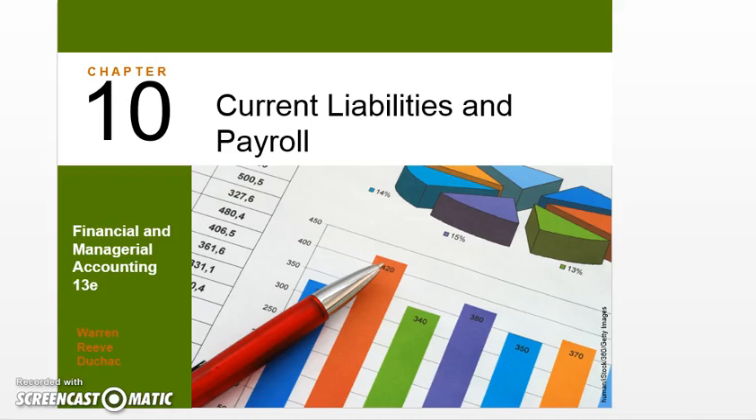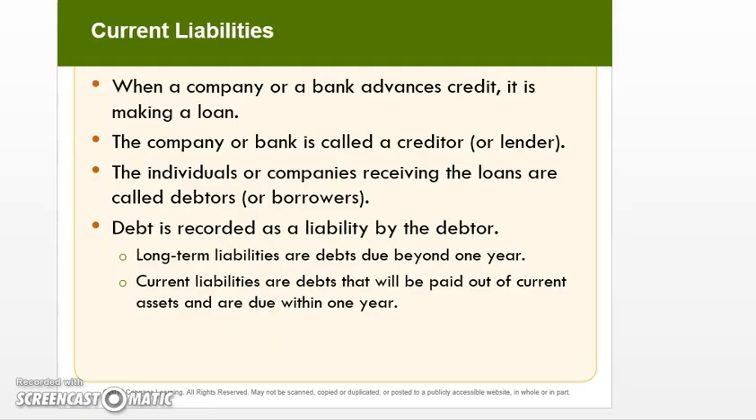Chapter 10 covers current liabilities and payroll transactions. Current liabilities would be those liabilities, those obligations of the company that will be converted to cash or will be paid within 1 year.